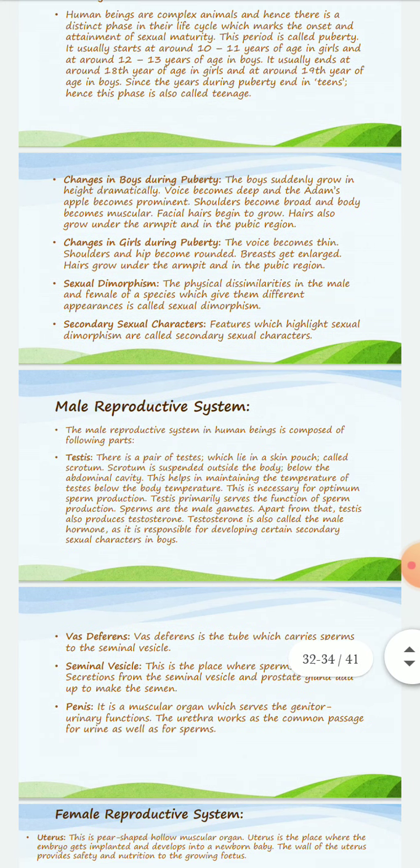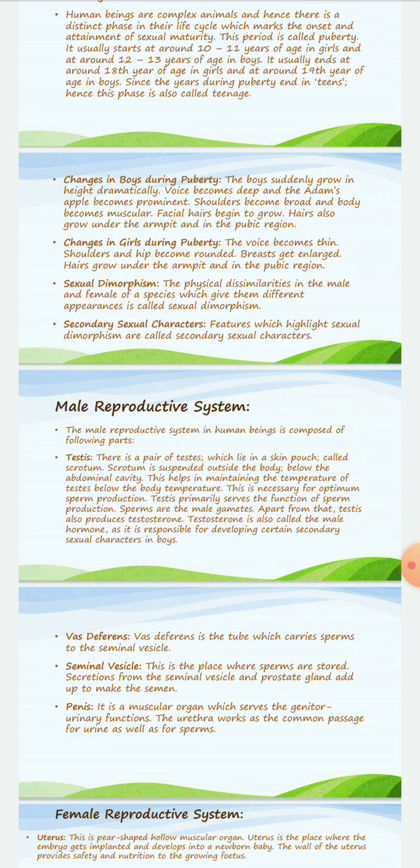Changes in boys during puberty. The boys suddenly grow in height dramatically. Voice becomes deep and Adam's apple becomes prominent. Shoulders become broad and body becomes muscular. Facial hair begins to grow, and hair also grows under the armpit and in the pubic region.